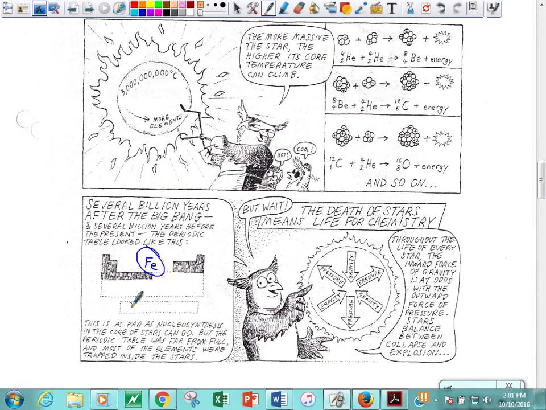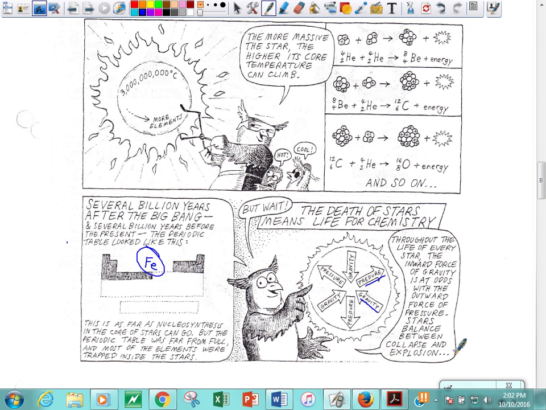Good. Okay, but he says, but wait, the death of stars means the life for chemistry. And you've got this diagram here. This is a star. What's pointing inward, guys? Gravity. What's pointing out? Pressure. Okay, so let's read this. It'll explain it. Throughout the life of every star, the inward force of gravity is at odds with the outward force of pressure. Stars balance between collapse and explosion throughout their life.